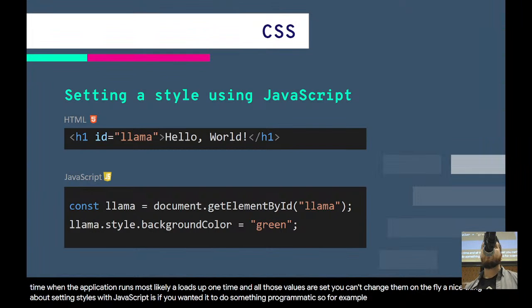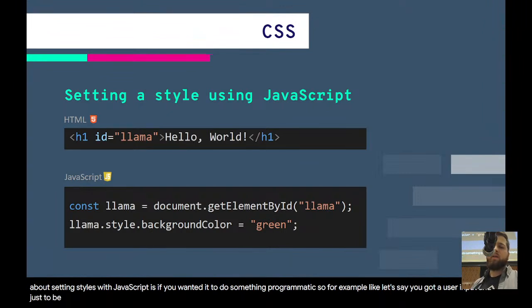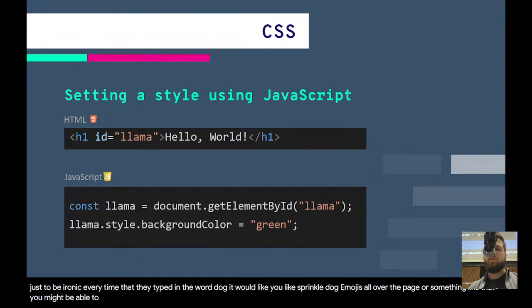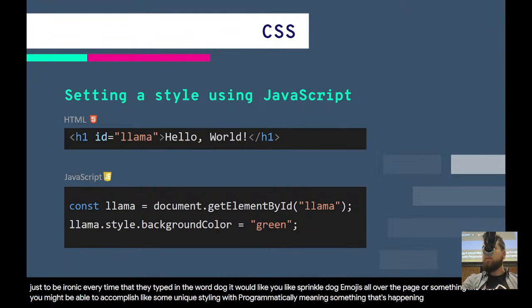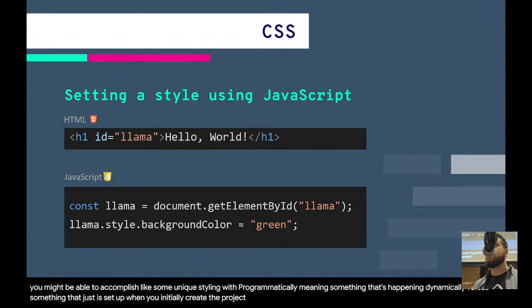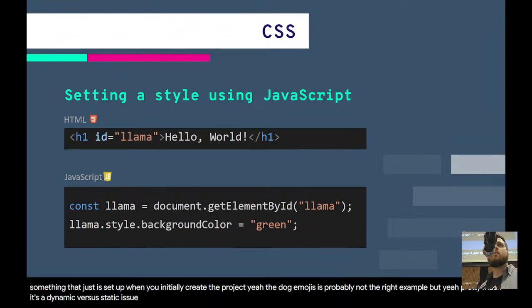So for example, let's say you got a user input, and just to be ironic, every time they typed in the word dog, it would sprinkle dog emojis all over the page or something like that. You might be able to accomplish some unique styling with JavaScript if you want to do it programmatically, meaning something that's happening dynamically versus something that just is set up when you initially create the project. Yeah. The dog emojis is probably not the right example, but pretty much it's a dynamic versus static issue. Cool. Good question. Let's move on.